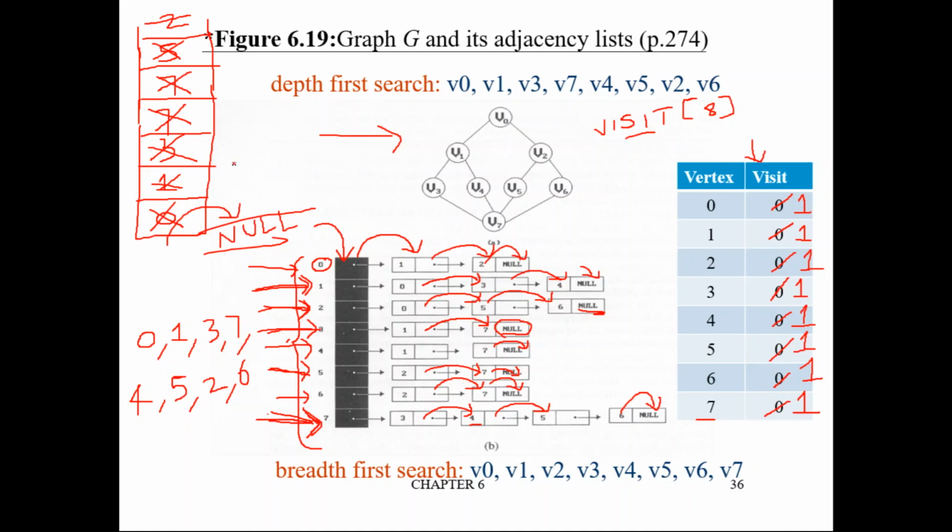It will pop, pop, pop, and then you have to stop. When finally the stack does not give anything, you have to stop. So you can see 0, 1, 3, 7, 4, 5, 2, 6. This is the order of traversing in DFS.